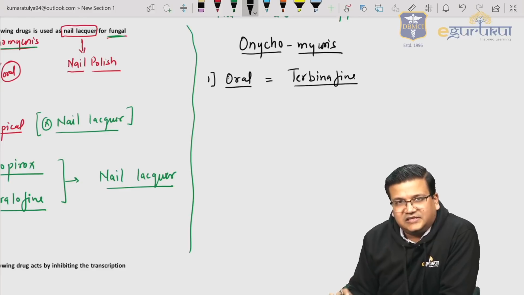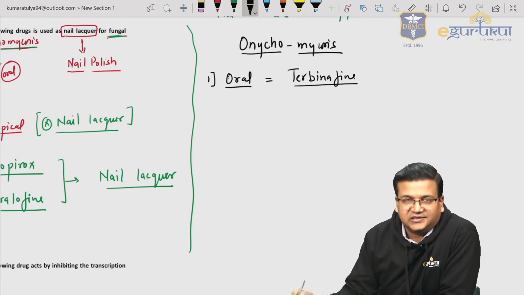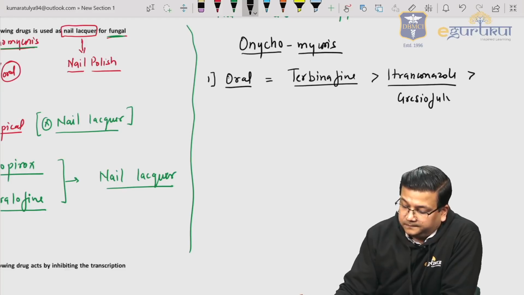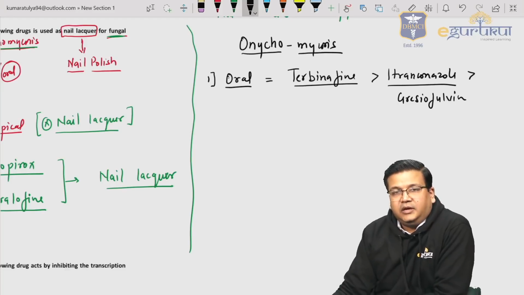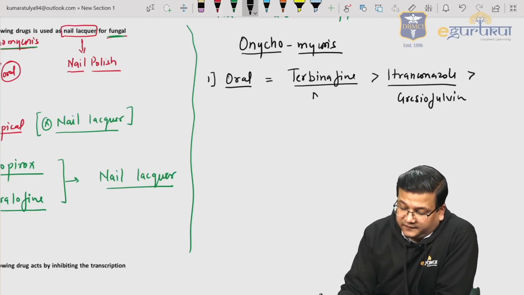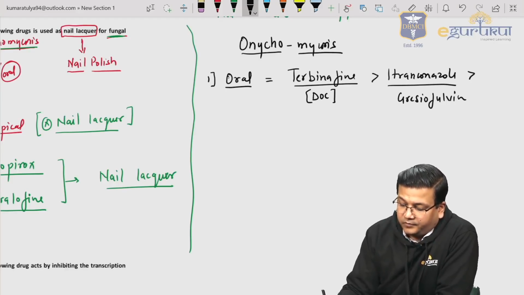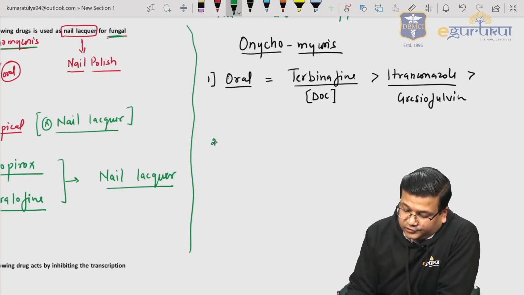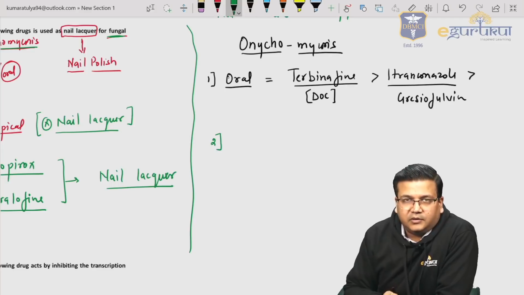So terbinafine is the best drug of choice, the first line drug for treatment of onychomycosis, but this is given oral. If terbinafine is not available, then the next option are itraconazole, or the third option would be griseofulvin. So these are the three oral options, out of which terbinafine definitely is the best drug. Now there are some other topical drugs which have also been asked recently and available for treatment of onychomycosis.